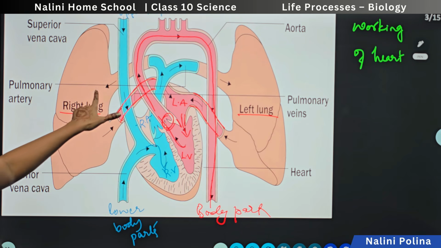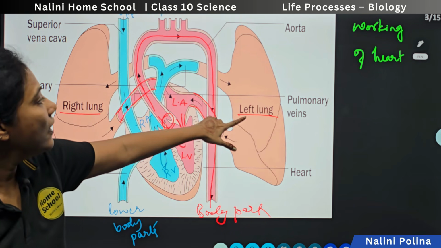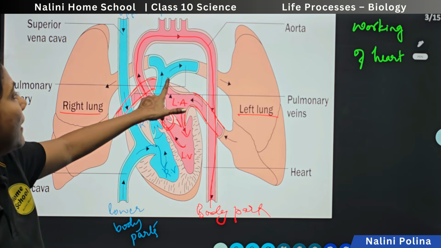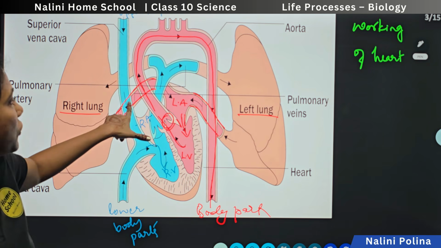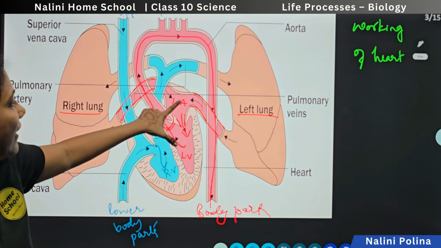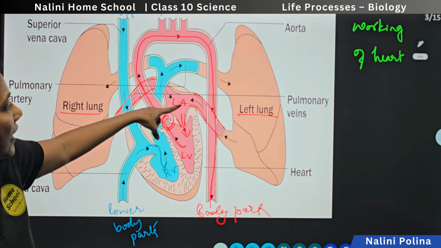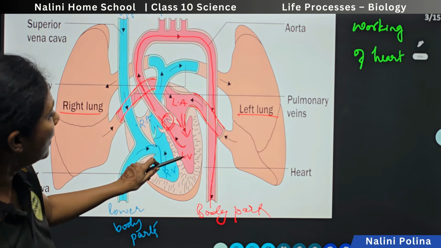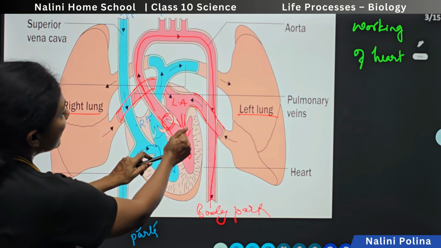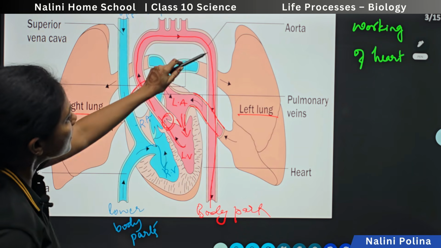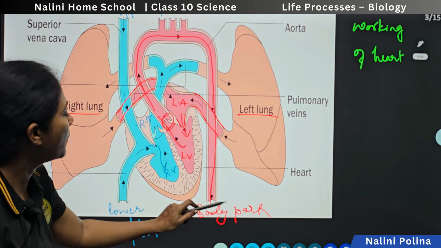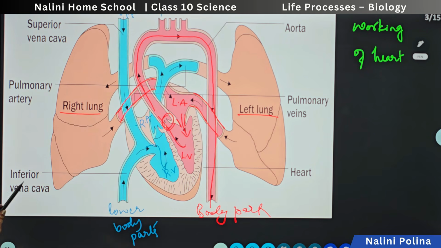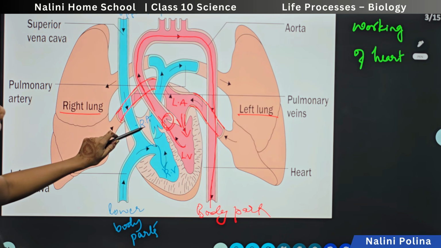Okay, right? See, from the left lung, pulmonary vein, and the right lung, pulmonary vein, carrying that oxygenated blood. This pink color one is a pulmonary vein, carrying oxygenated blood to the left atrium. From there, the moment it contracts, the blood enters into the left ventricle. The moment the left ventricle contracts with high pressure, the blood is moving through this biggest pipe, the aorta, and distributed to all body parts. Now from all body parts, from lower body parts through inferior vena cava, from upper body parts through superior vena cava, the blood is coming to the right atrium.